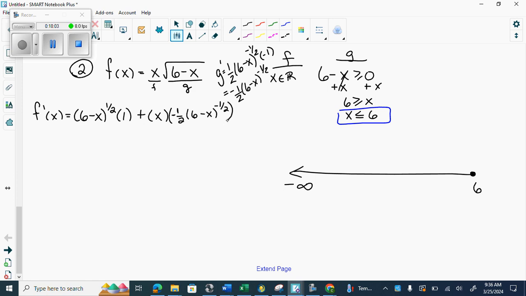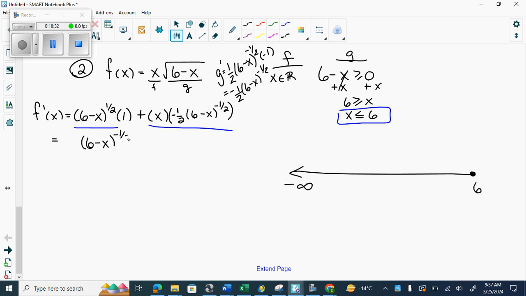This is where I told you that if you guys can't do that GCFing, your critical numbers, you're in trouble for this unit. You can't get a critical number, you can't do increasing, decreasing, you can't do max, mins, you can't do any of the questions. So that's why I pushed so much that being able to take out GCFs was very, very important. So out of this one and this one, I can take out a what? 6 minus x to the negative a half.